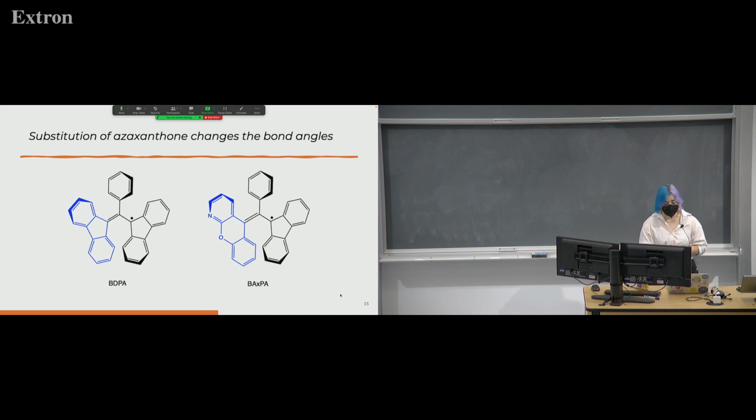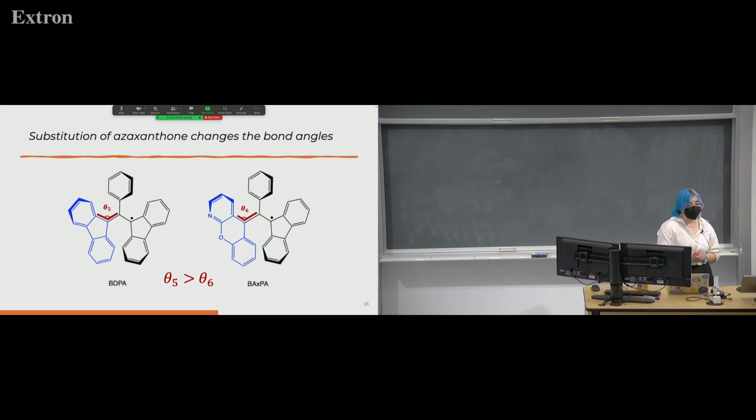So with that, again, going from the synthesis of BDPA to the synthesis of BAxPA, we need to consider that we are changing the bond angles of these molecules. On BDPA, we can call that theta 5 because of the 5-membered ring, and this would be theta 6 because it's a 6-membered ring. And as we use the 6-membered ring, we can see that the bond angle is getting smaller, which again is offering us an additional challenge on top of already the challenging nature of making a tetrasubstituted alkene.